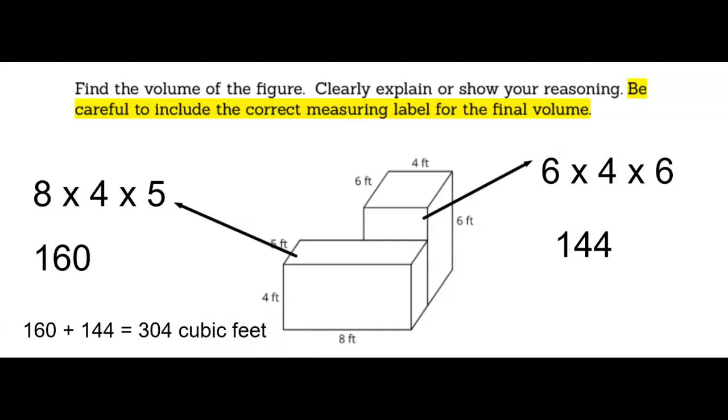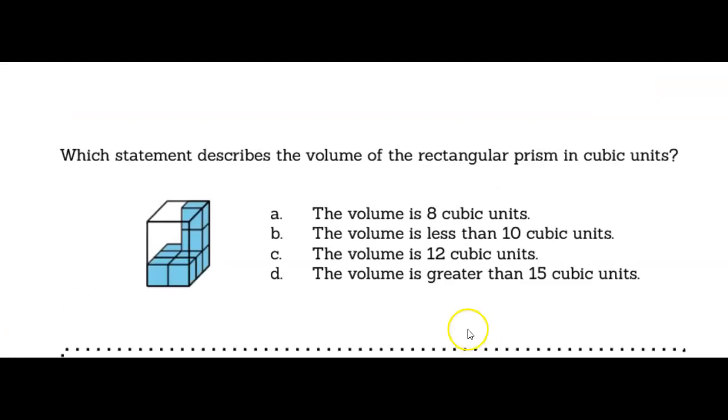Now, I think I have time to take a look at this last one. Why not? It says, which statement describes the volume of the rectangular prism in cubic units? So this one is asking which one of these, period. It's not saying circle all that apply. It's saying one of these is the truth. This one's slightly easier than one you're going to have on your test. On your test, you're going to have to look a little carefully at the figure to get the right answer.